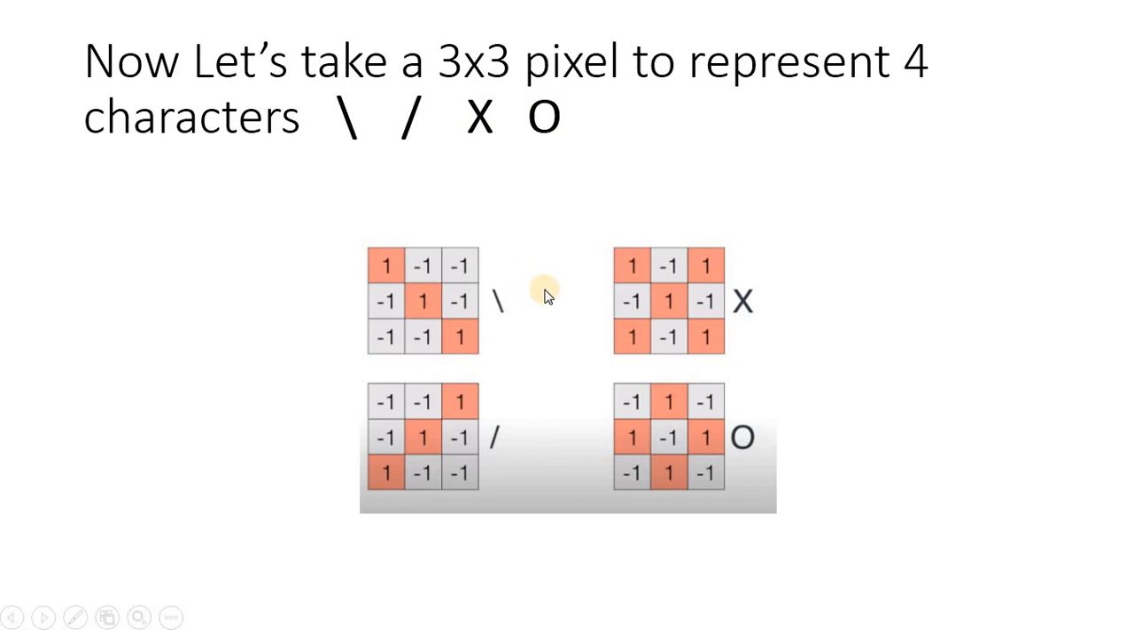So instead of having 2 different keys, now we have 4 keys. Now the way you draw this, you need 3 by 3 pixels, that's 9 pixels. You are drawing like this.